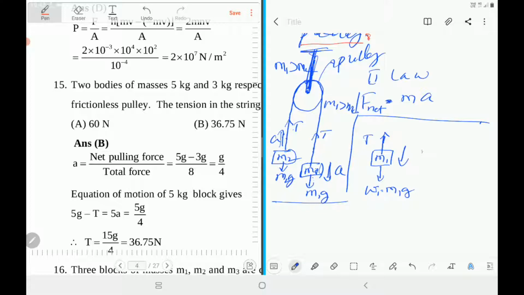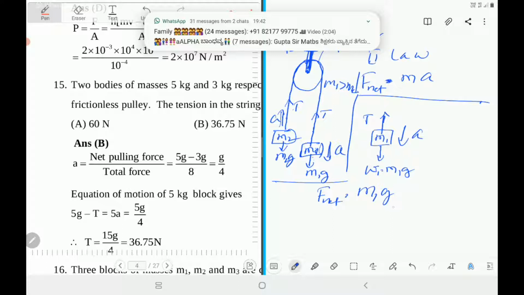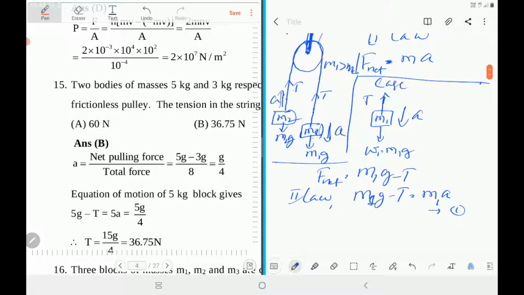So the acceleration of mass m1 is down. What is net force? Since two forces are acting in opposite directions, as we learnt in the previous video, when the forces are opposite, you take the difference between them. Downward force minus upward force, that is tension. Okay. What is the second law? Second law says net force m1g minus T must be equal to mass times acceleration. Mass is m1. Let us call this equation number 1. This is for the first mass. Let us call this case 1.